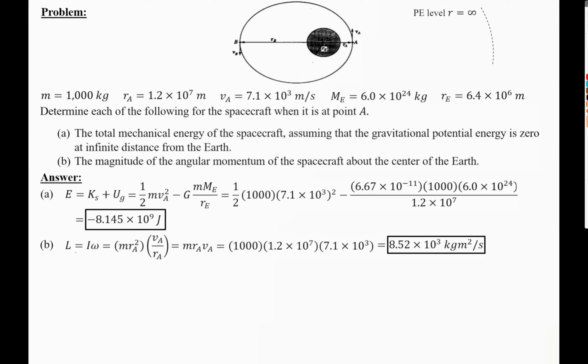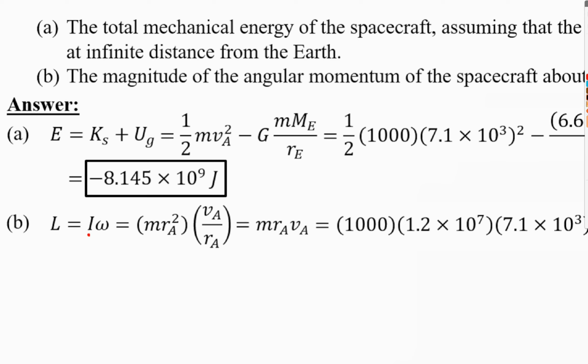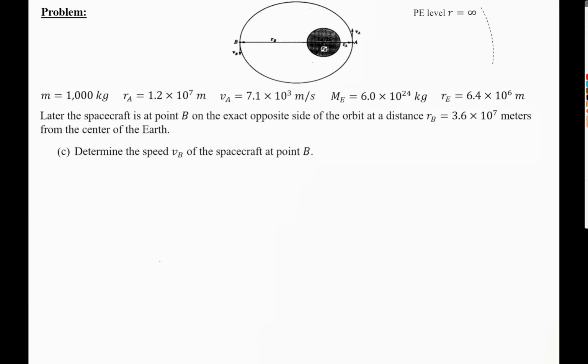If you forget the unit of the angular momentum, it can be derived easily. The unit of I is kilogram meter squared, and the unit of omega is radians per second. This can be written as kilogram meter squared per second, because radian is basically not a unit.